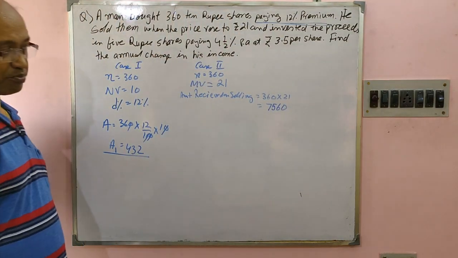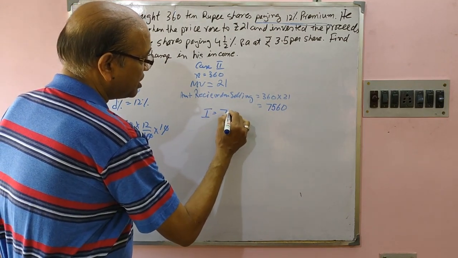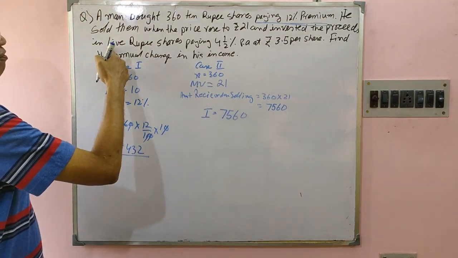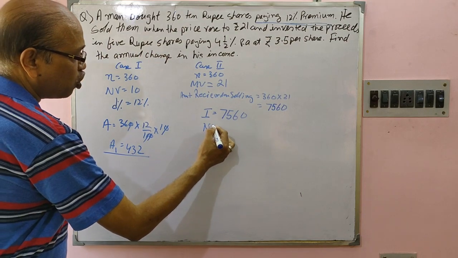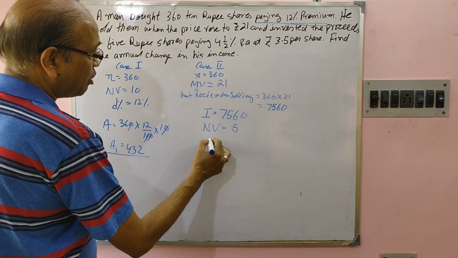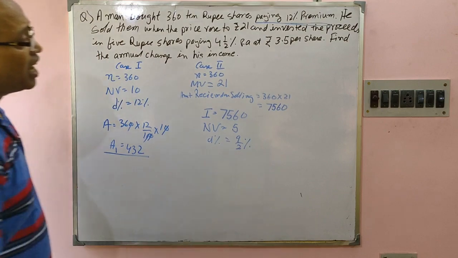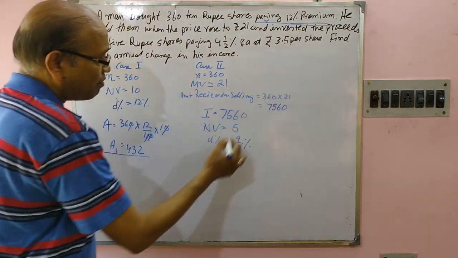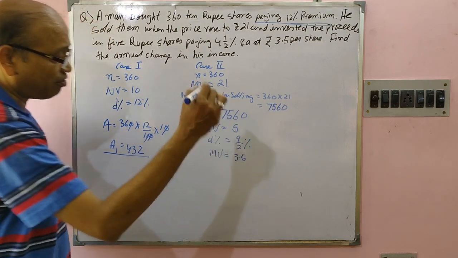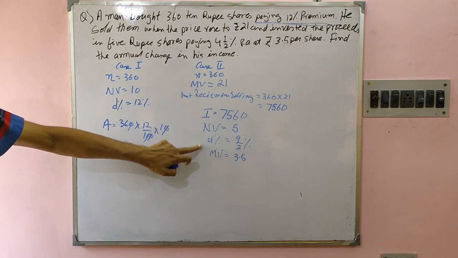7560. Clear? So this becomes the investment. Investment is 7560 and he is investing this in 5 rupee shares. That means nominal value is 5 at 4.5%. That means dividend percent is 9 by 2%. At 3.5, that means market value is 3.5. Yes, so this is his investment and nominal value.